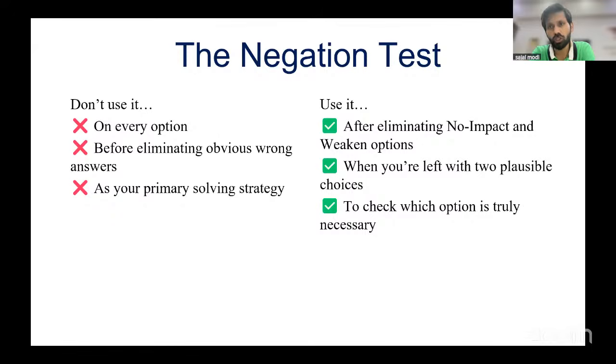Eliminate the obvious wrong choices first, and don't make it your primary solving strategy, that whenever I encounter an assumption question, I'll start doing the negation test, right? How to use it is when you are left with two plausible choices, and to check which option is truly necessary for the argument, right?